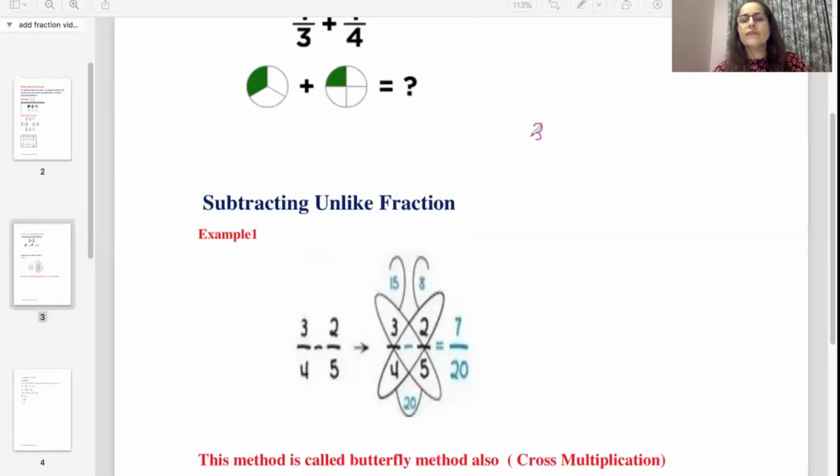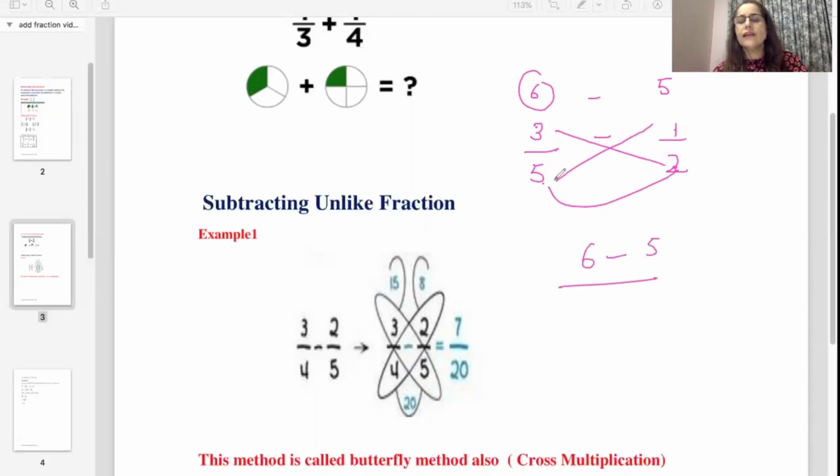Another example we can take: 3 by 5 minus 1 by 2. What are we going to do? We will just cross multiply like the butterfly method. So 3 into 2, which is equal to 6. 5 into 1 is 5. And the denominators should be multiplied. So what are we getting? 6 minus 5, and the denominator is 10. So 6 minus 5 is 1, so the answer is 1 by 10.